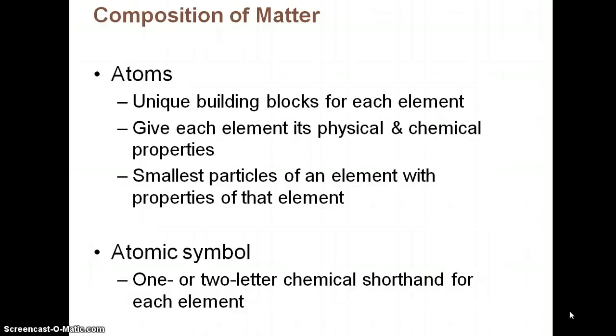Atoms, these are the unique building blocks for each element. So it gives the element its physical and chemical properties. When you look at an atom, you're looking at the electron shells and how they interact with each other. These are the smallest particles of an element with properties of that element. The atomic symbol, think about the periodic table. It's a 1 or 2 letter chemical shorthand for each element.